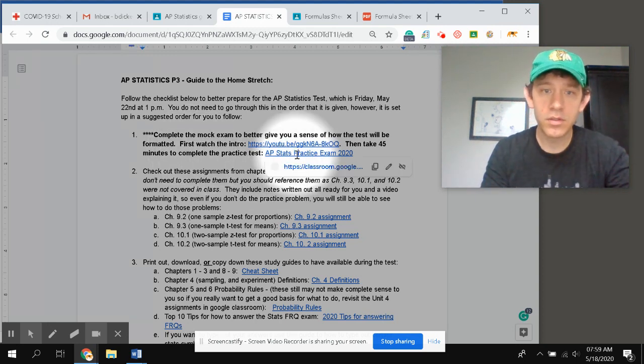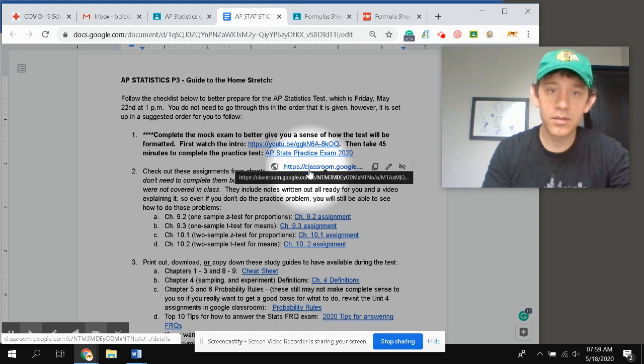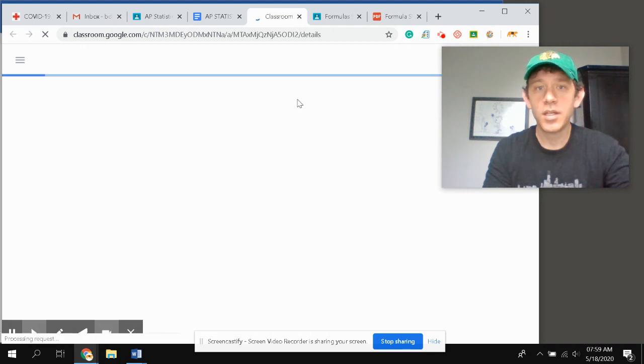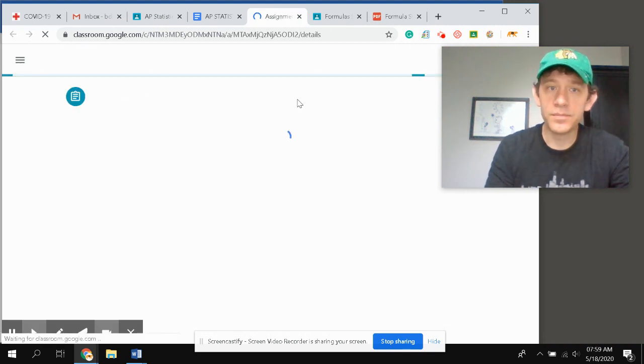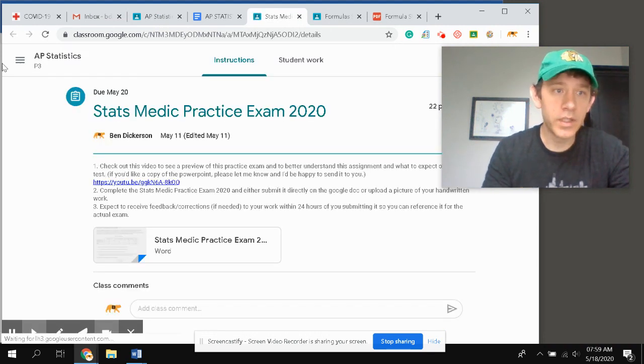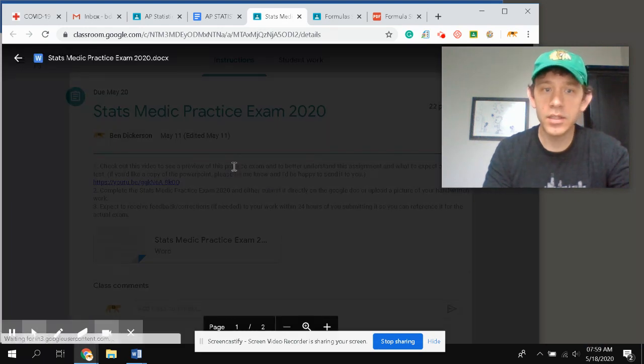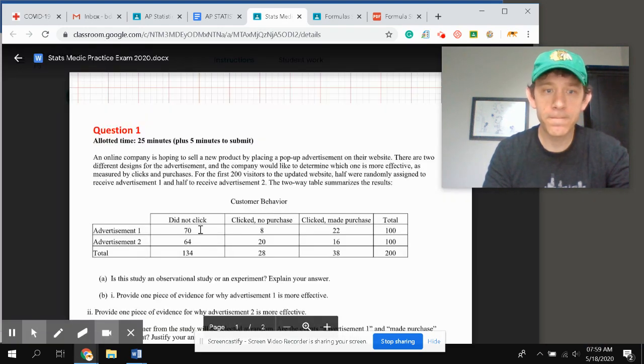What you can do is control right click and then click on that. It'll take you to your classroom, the assignment. Right now I'm looking at period 3's assignment, but there it is. There you can look at the video to get you situated on that, and then you can look at the actual problem.